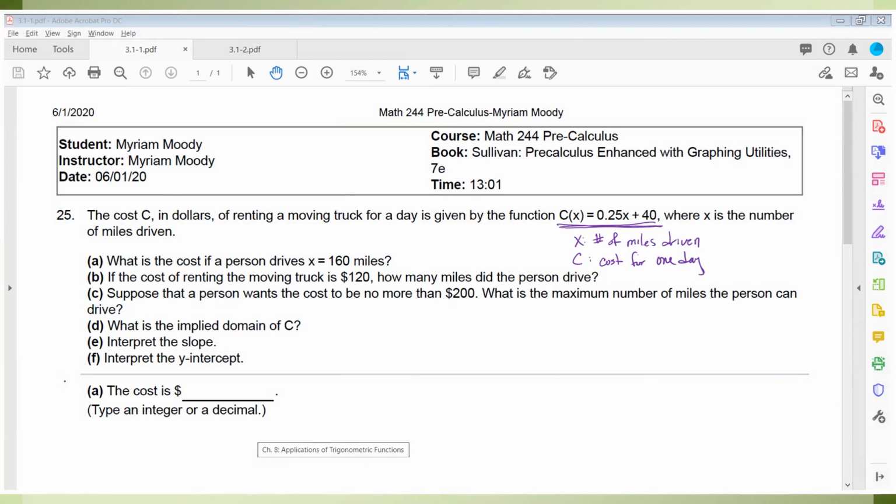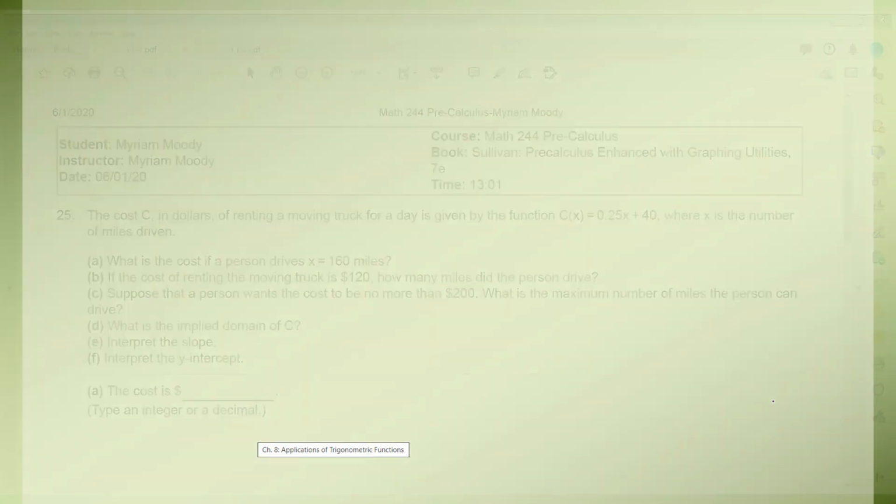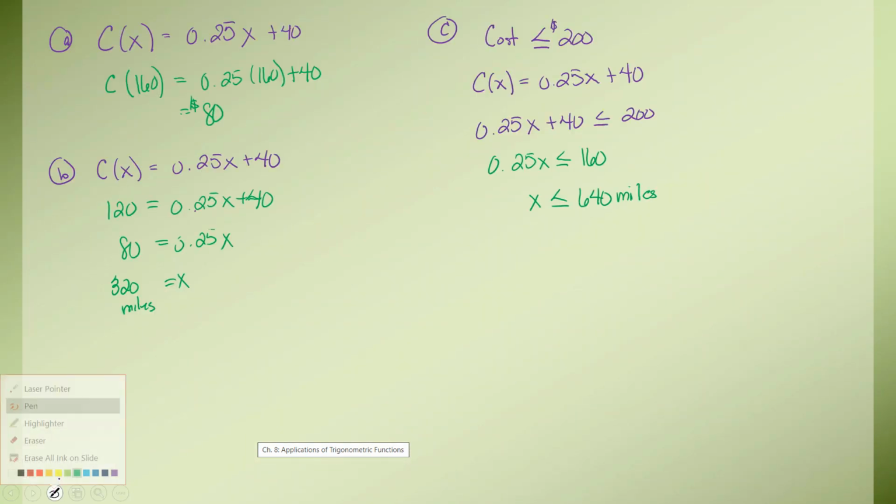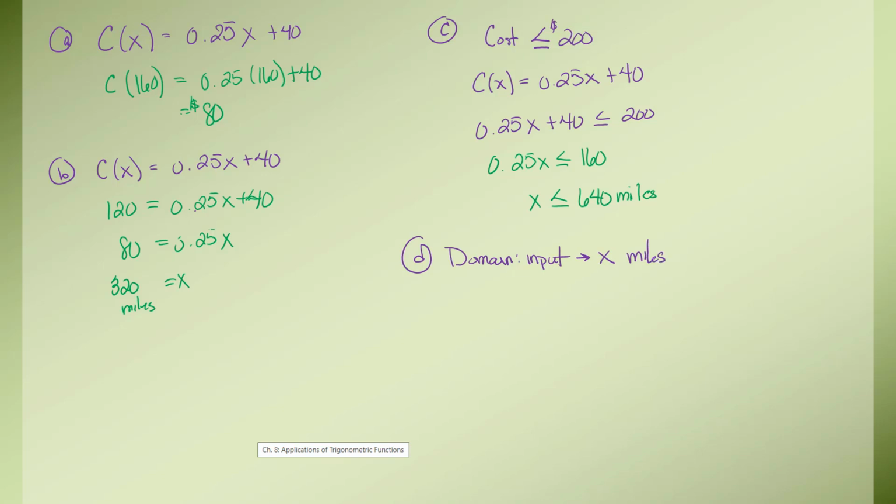Now, D wants to know the implied domain of the cost. And the domain has to deal with the input, right? Okay, so the input is your X value, isn't it? All right, so let's go back and look. The domain is the input. The domain in this case is your X, and that would be the number of miles. Agreed?